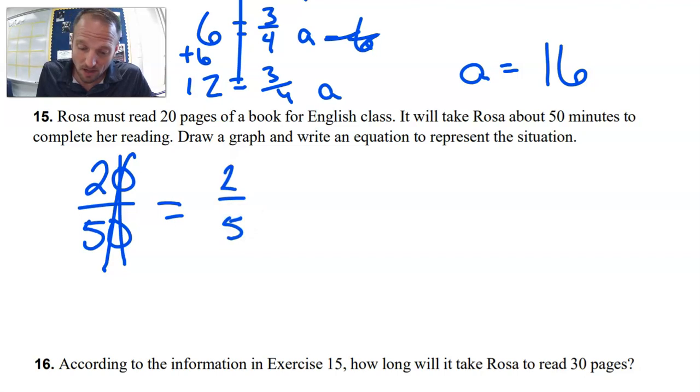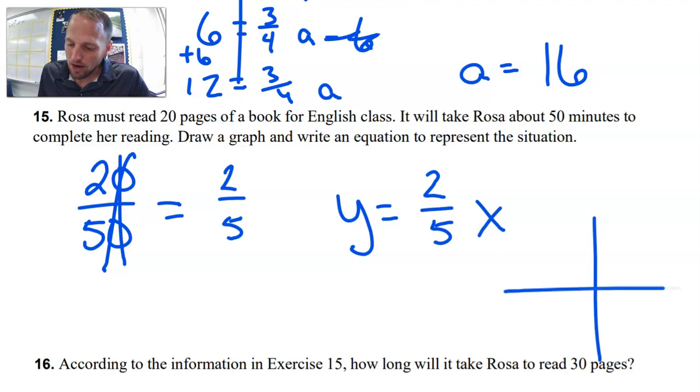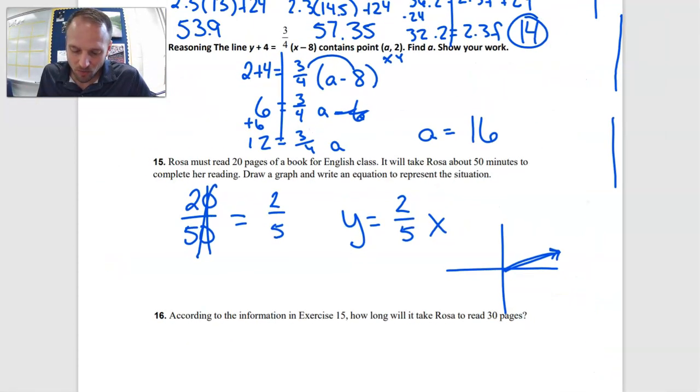Well, we know how to write an equation, a direct variation equation. That slope just goes in front of the x. All right, that's it. That's the equation. If we were to graph this, just real quick, it's going to look like that. Up 2 over 5 looks something like that. All right, no sweat.